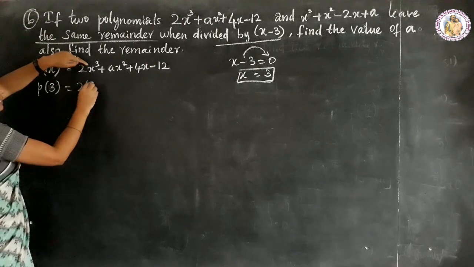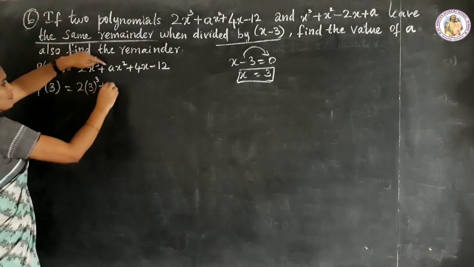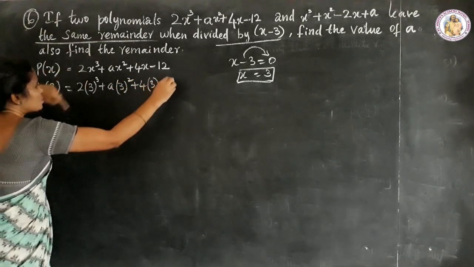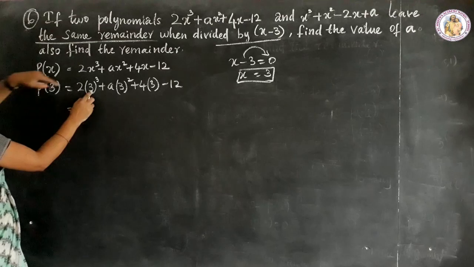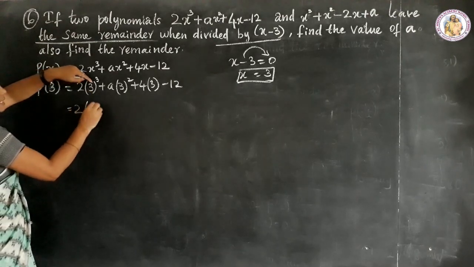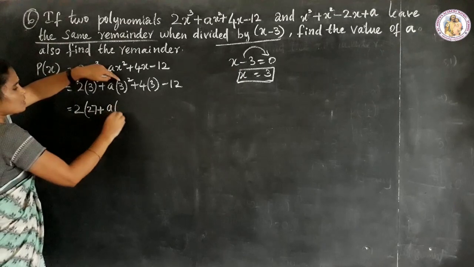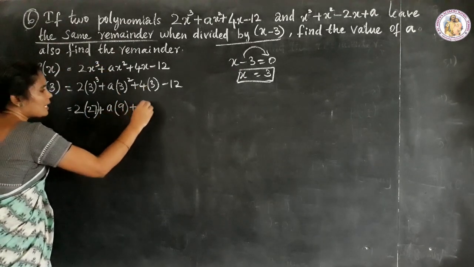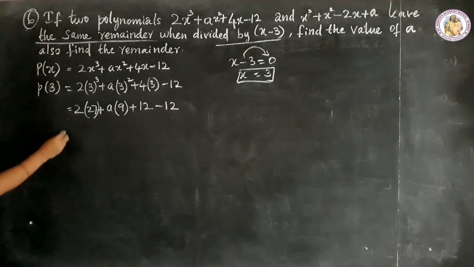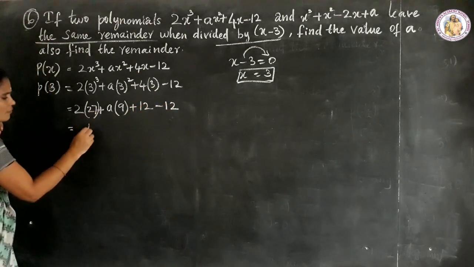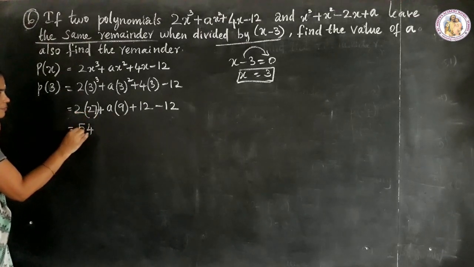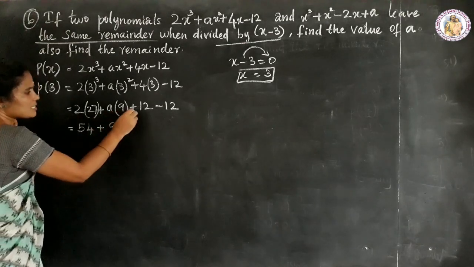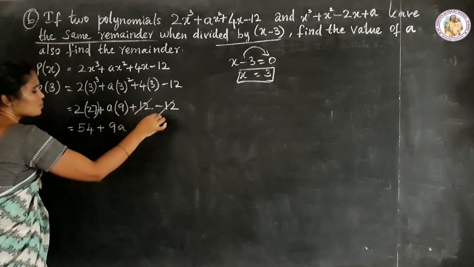Okay, in the place of x apply 3: 3 cube plus a x, so 3 square plus 4 x, so 3 minus 12. Okay, 3 into 3 is 9, 9 3s are 27, plus a times 3 square, that is 3 into 3, 9, plus 4 3s are 12 minus 12. Okay, now 7 2s are 14, 1, 2 2s are 4, 4 plus 1, 5. Okay, plus a into 9, 9a, plus 12 minus 12, 0.